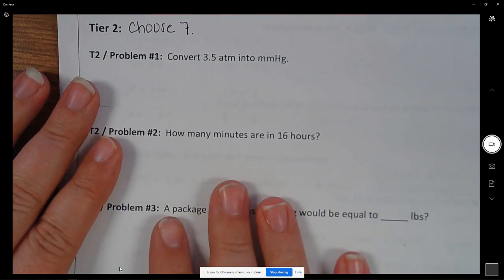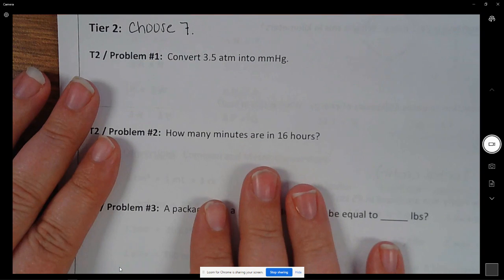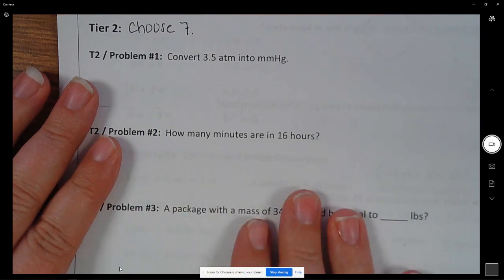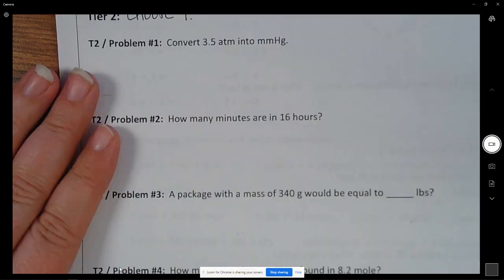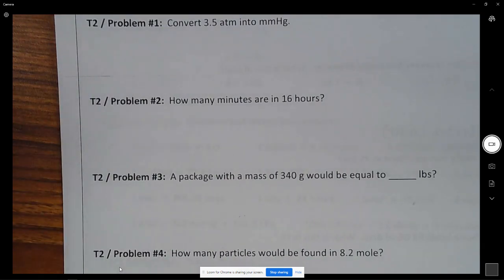So now we are actually dealing with stuff that you know. How many minutes are in 16 hours? We're being able to convert pressures. How many grams and how many pounds, particles and moles. This is stuff that's actual concrete.